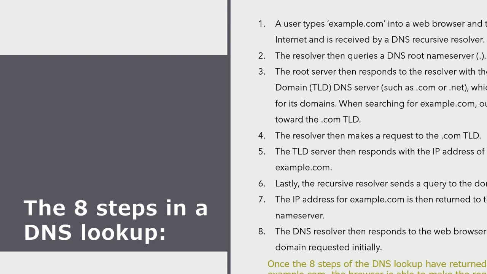The resolver then makes a request to the .com TLD. The TLD server then responds with the IP address of the domain's name server, example.com. Lastly, the recursive resolver sends a query to the domain's name server. The IP address for example.com is then returned to the resolver from the name server. The DNS resolver then responds to the web browser with the IP address of the domain requested initially.